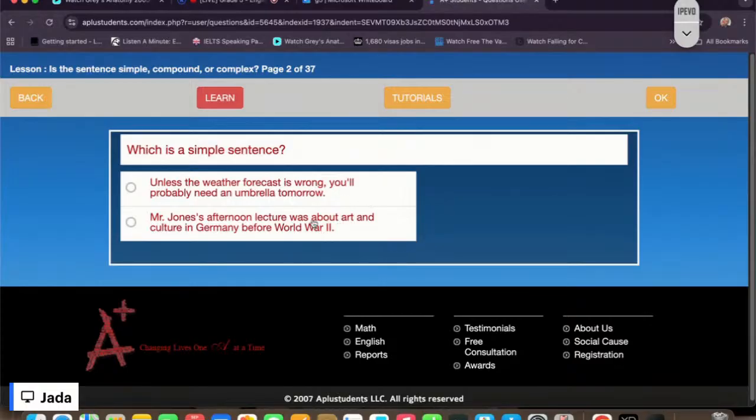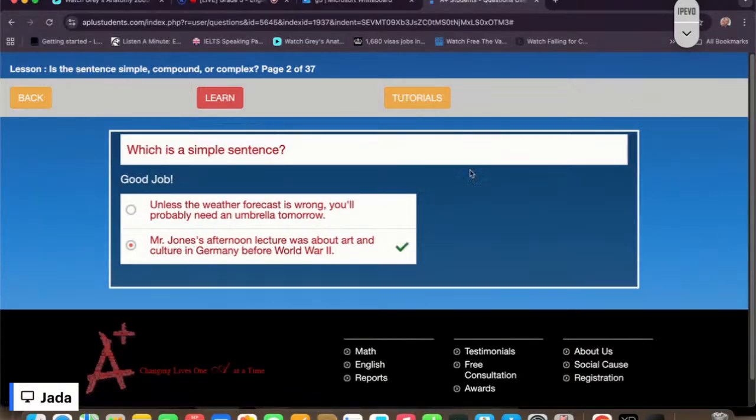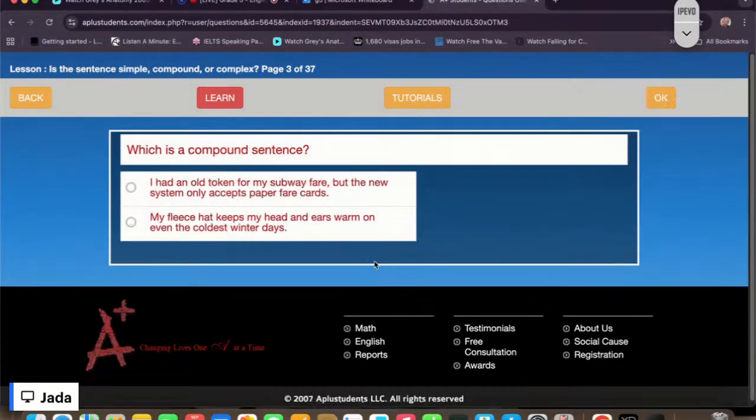Alright, simple sentence, we have what? Mr. Jones' afternoon lecture was about arts and culture in Germany before World War II. So the second, in Germany before World War II. So which is a compound sentence? Is it the first or the second?